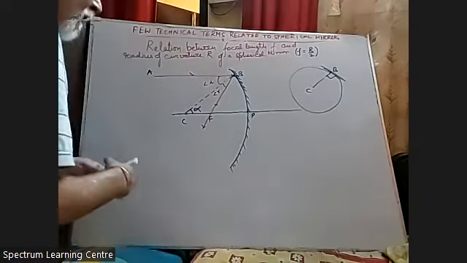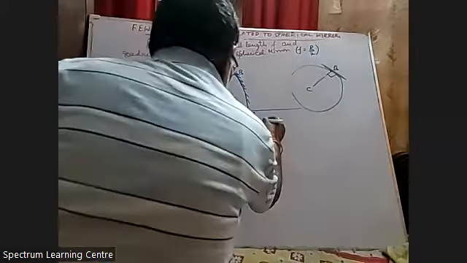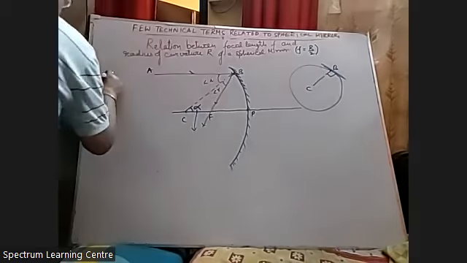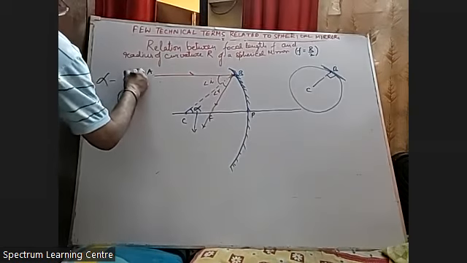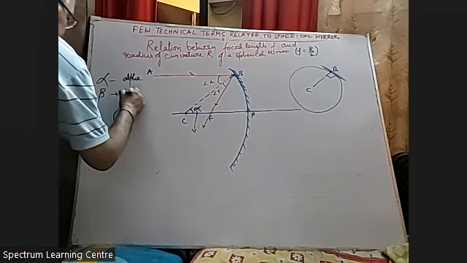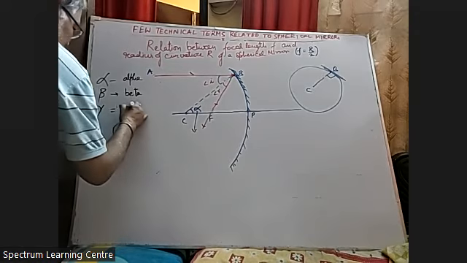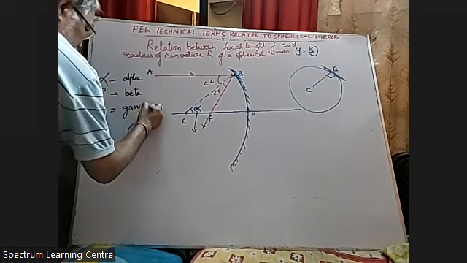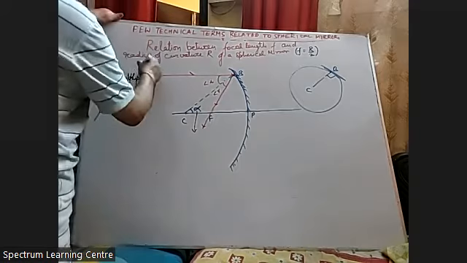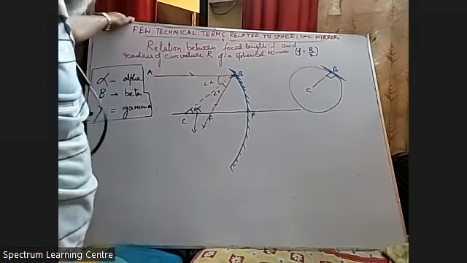Now here, we can write. This symbol is called alpha. Remember, this is called beta, and this is called gamma.